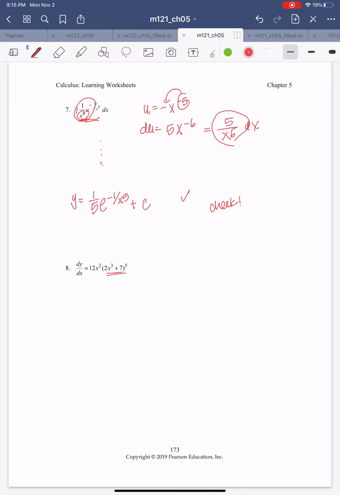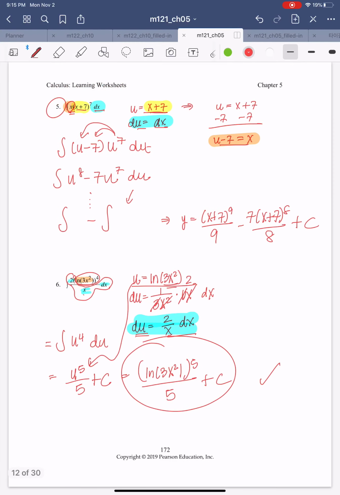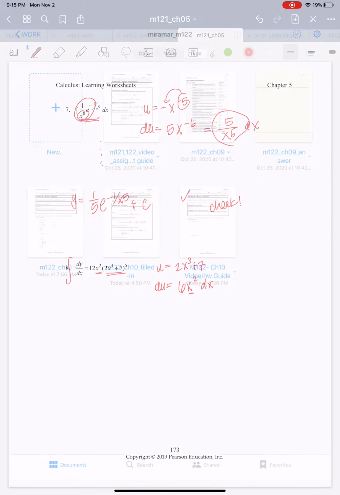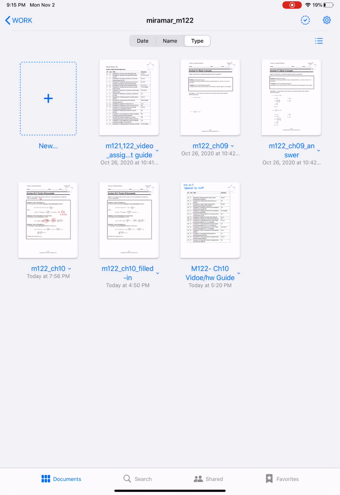Number 8 is pretty easy. I see that chain rule pretty clearly. So my initial guess will be 2x cubed plus 7. Then my du will be 6x squared dx. And that's good. You have the x squared, x squared. So this is the trick that we did with the number 5. So when you are taking the antiderivative of both sides, I will set it up for you guys.